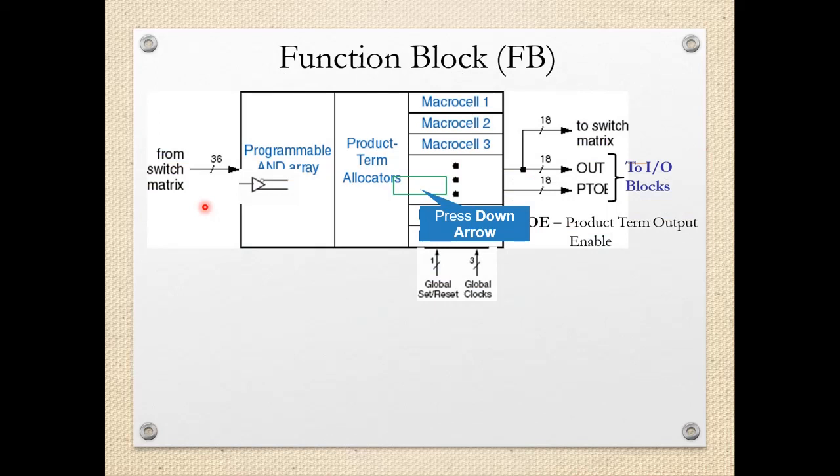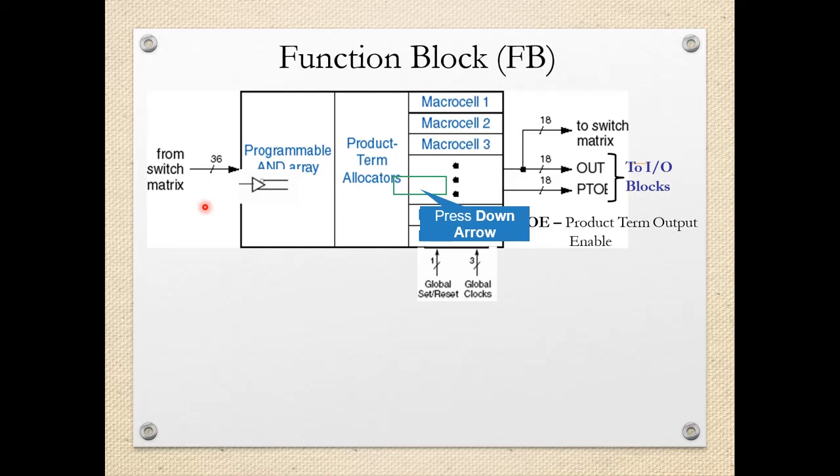Now one by one we'll see the details of the different blocks of the CPLD. So the important block in which the actual implementation of the circuit is done is called the function block. Now in this function block you can see the different parts. First one is the programmable AND array, and then we have the product term allocator, which decides which particular product term is to be allocated, and as per that which macro cell will be used. Now here you can see 18 macro cells are there.